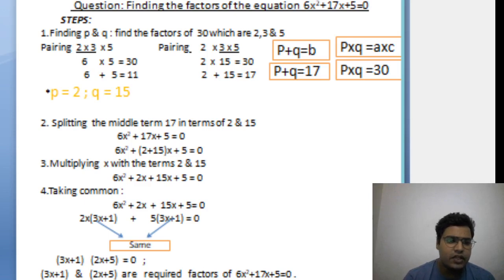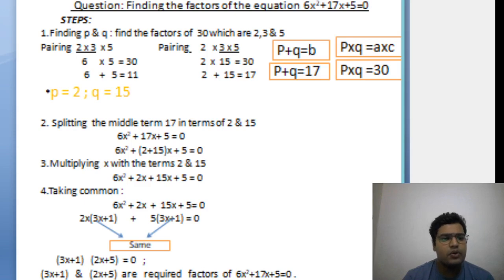See students, we need to keep this in mind, that the order of 2 and 15 is not important here. You can write 2 plus 15, you can even write 15 plus 2. The order is not at all important here. So do not worry about what order should be kept. You can write 2 plus 15, you can write 15 plus 2, and the rest of the equation remains the same: 6x square plus bracket of 2 plus 15 into x plus 5 equals 0.